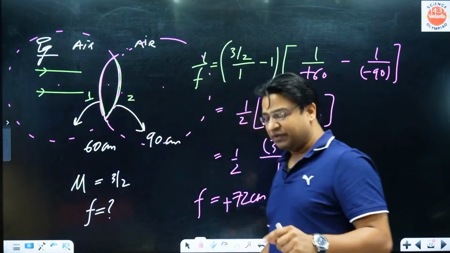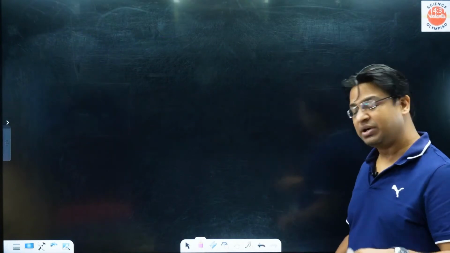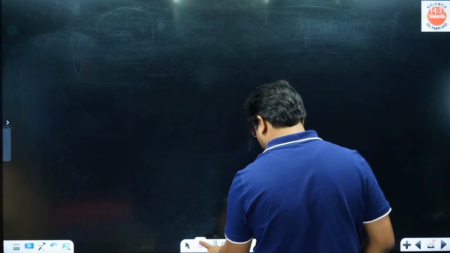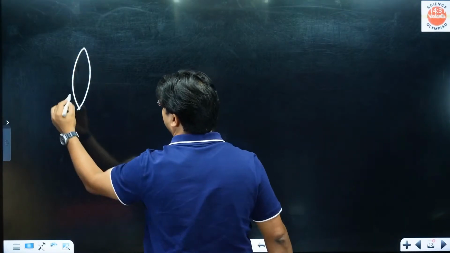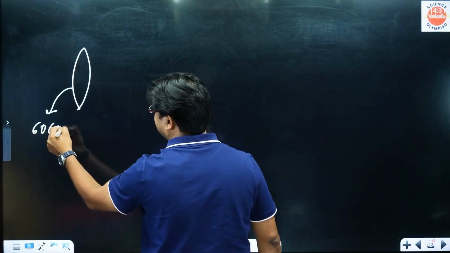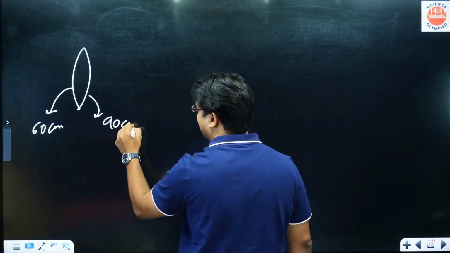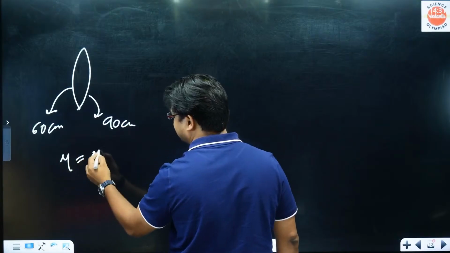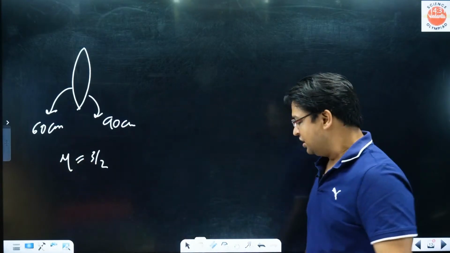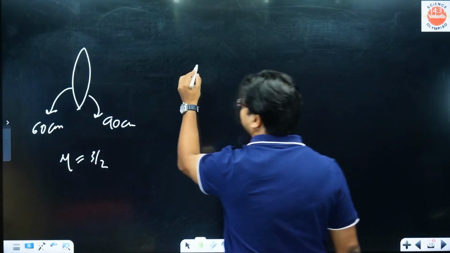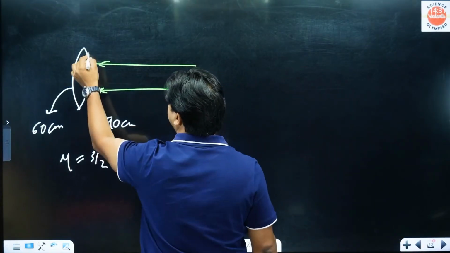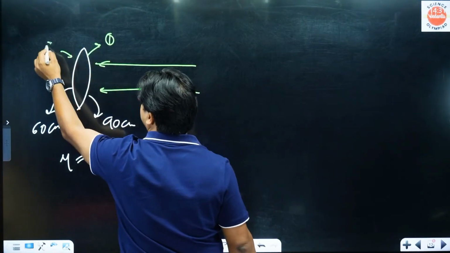Now notice what will happen if I assume the light to be coming from the opposite side. Let's first see what happens and then we'll talk about it. I said that this is 60 centimeter and this is 90 centimeter. I also said that the refractive index is 3/2, and we are using it in air. Now if we assume that the light ray is coming from this direction, then this surface becomes 1 and this surface becomes 2.